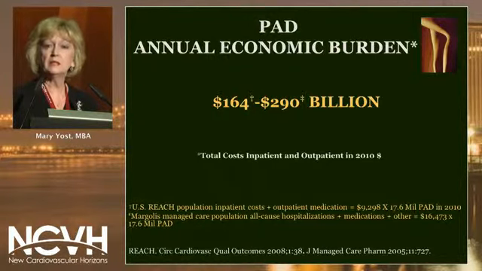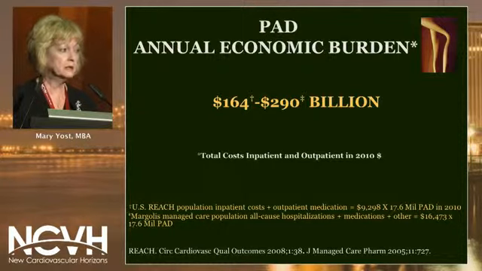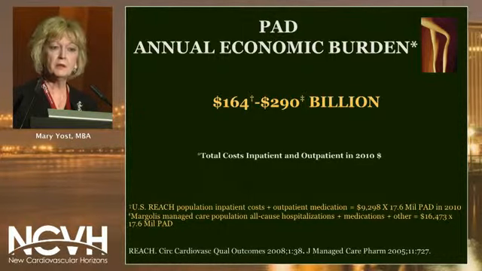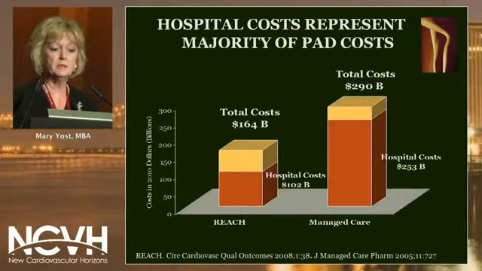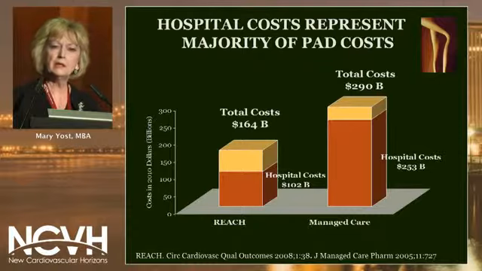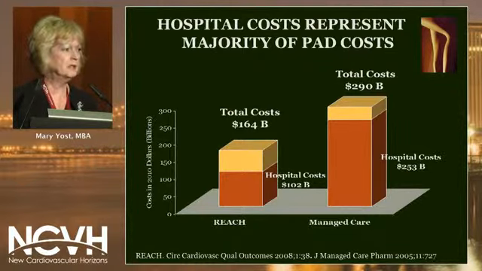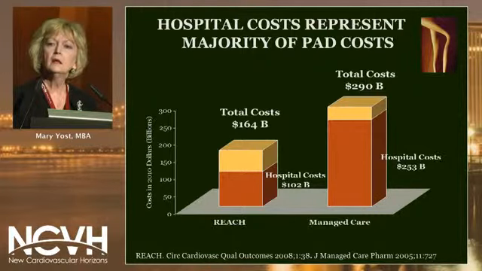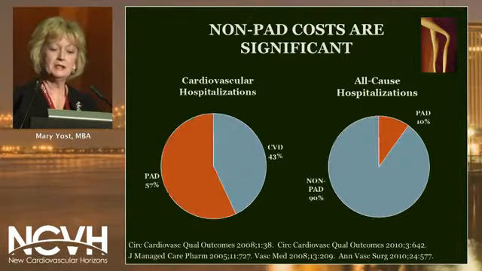Even at 300 billion, this understates because it does not include long-term care costs, especially those associated with critical limb ischemia. The majority of these costs are hospital. Between 62 and 87% are inpatient, or 102 to 253 billion in the managed care study. Of note, 2 Medicare studies also found that almost 90% of PAD costs were inpatient, and that compares with only 31% overall in the US healthcare system.